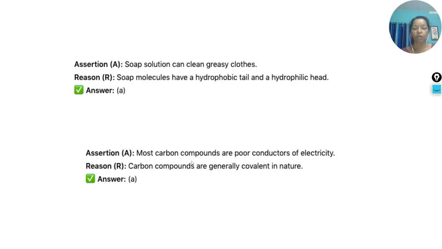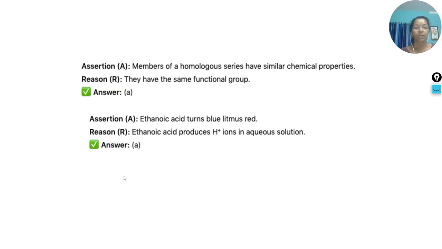Next, most carbon compounds are poor conductors of electricity, which we already discussed. They are poor conductors because carbon compounds are generally covalent in nature. So option A, we already discussed. Then members of a homologous series have similar chemical properties. Correct only. They have the same functional group. And that is correct, because they have the same functional group. That is also correct. So option A.